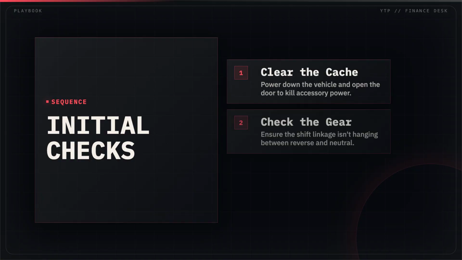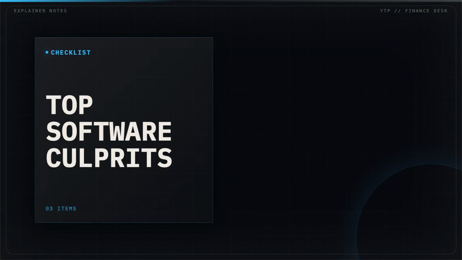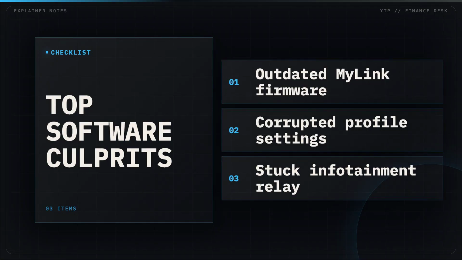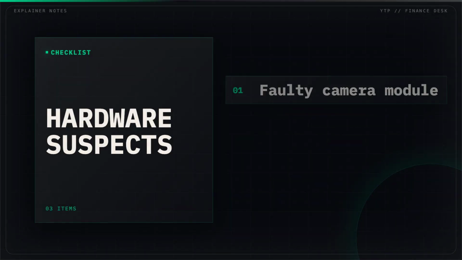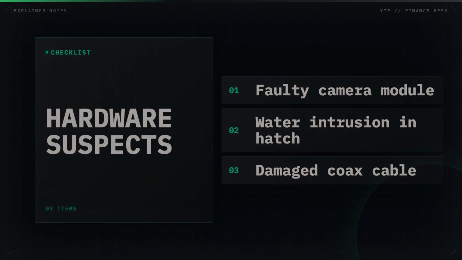Start by power cycling the system and checking your physical gear linkage. Often, the infotainment system just needs a firmware update from your local dealer. If software is fine, we look at physical hardware like the module itself.